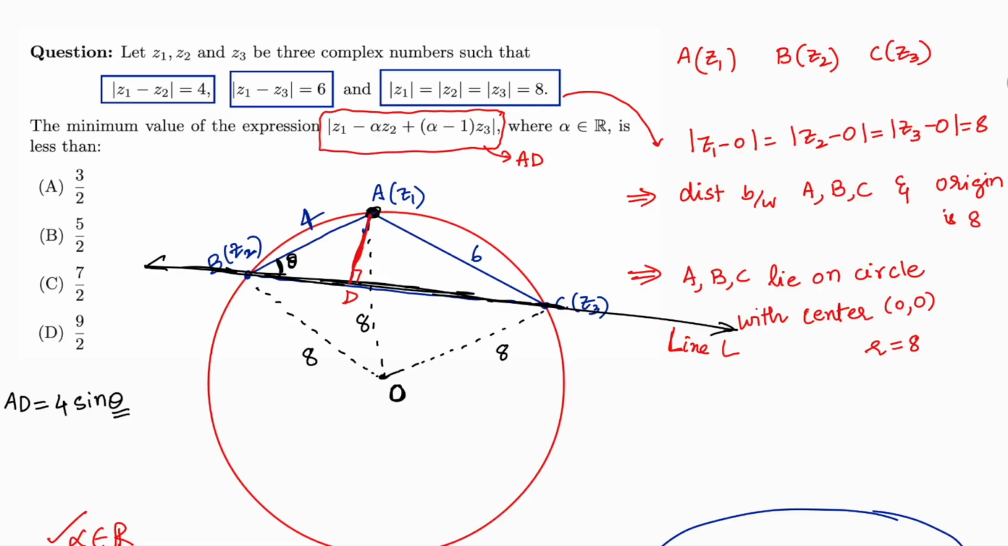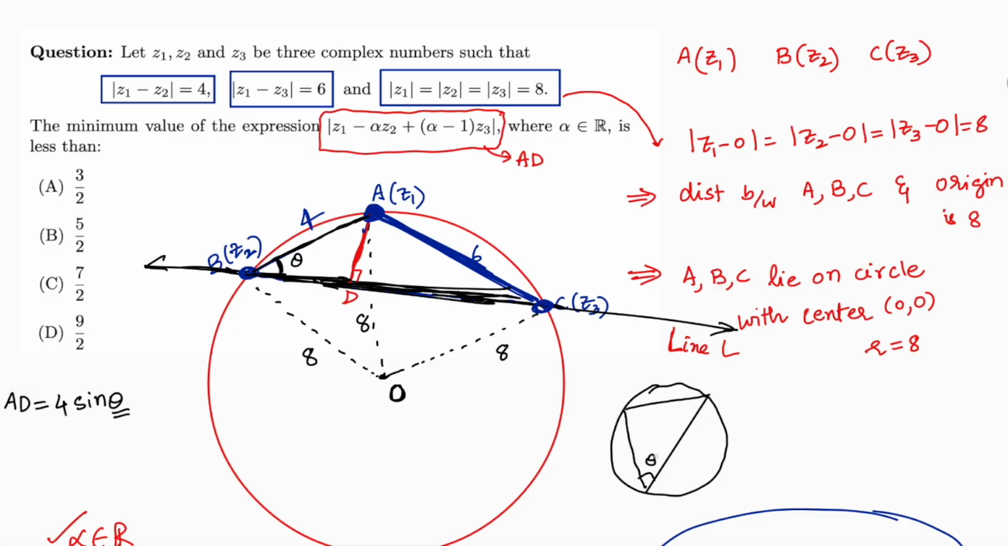How to get theta? Now when I look at this particular circle, take the chord AC. What angle is it subtending at this point B? It is subtending an angle at a point on the circumference. That is theta, right? We have studied this property that if a chord subtends an angle theta at any point on the circumference, the same chord would subtend angle 2 theta at the center.